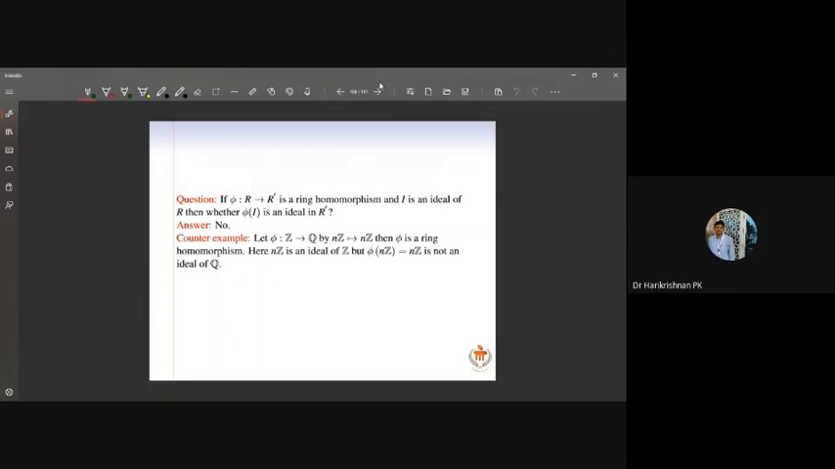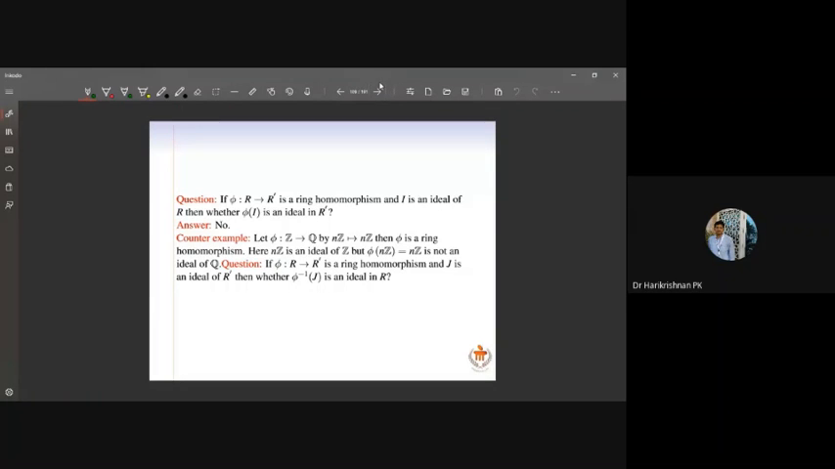Phi is a mapping from Z to Q defined by phi of nz equal to nz. Then you can easily verify that phi is a ring homomorphism, and you know that nz is an ideal of Z. But phi of nz equals nz, which is not an ideal in Q, because 0 and Q are the only ideals in Q, whereas phi of nz comes out to be nz. So this counterexample shows that if phi from R to R dash is a ring homomorphism and I is an ideal of R, then phi of I is not generally an ideal in R dash.